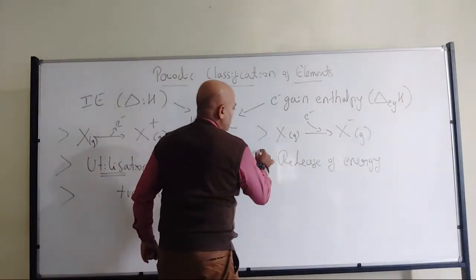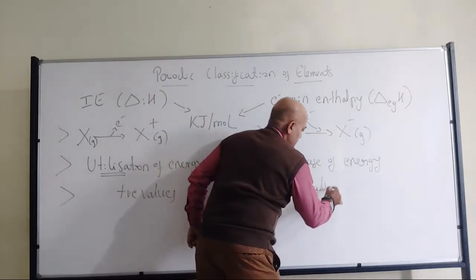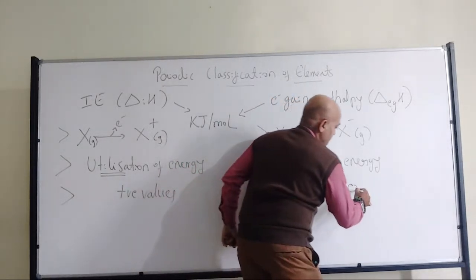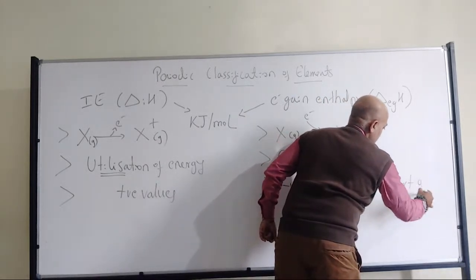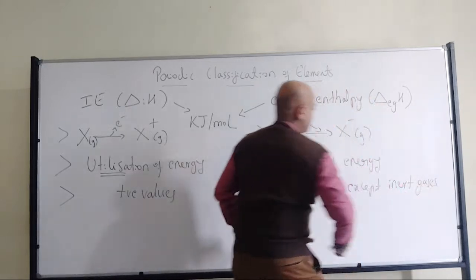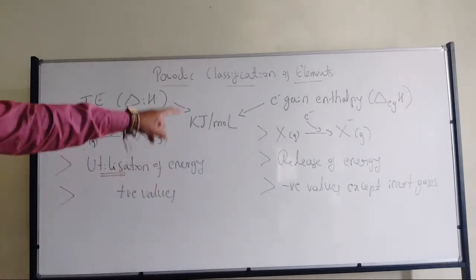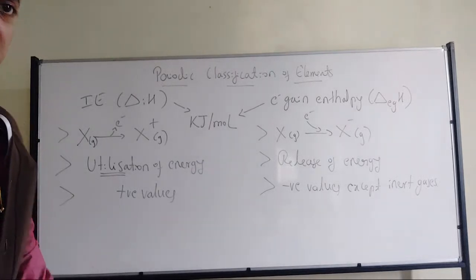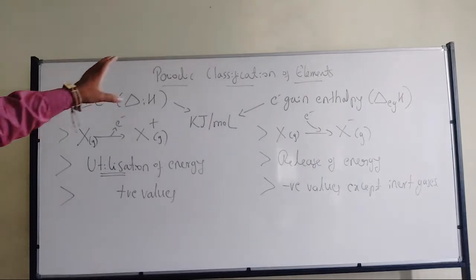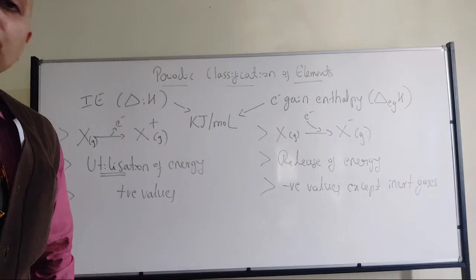In electron gain enthalpy, the values will be negative, except for inert gases, which will have positive values. Am I clear? In case of electron gain enthalpy, negative values will be there except for inert gases. That's what we can see for ionization enthalpy and electron gain enthalpy. All of you have understood?